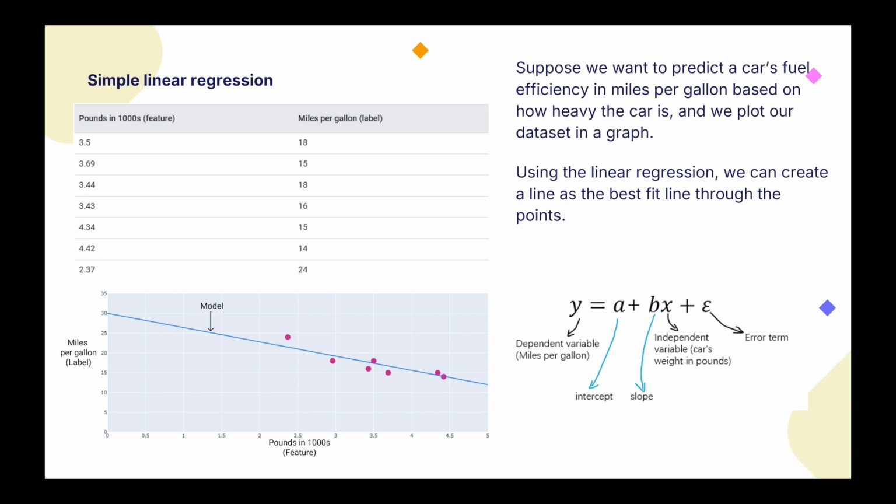The slope tells us the change in miles per gallon for each unit increase in weight, and the y-intercept is the expected fuel efficiency when the car's weight is 0.